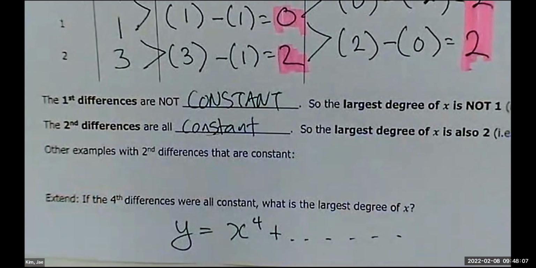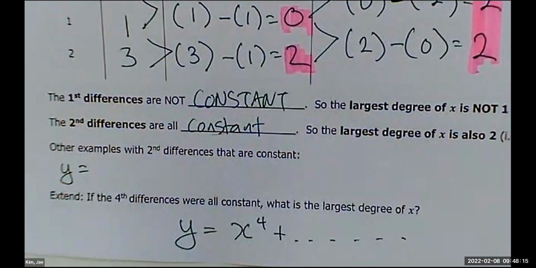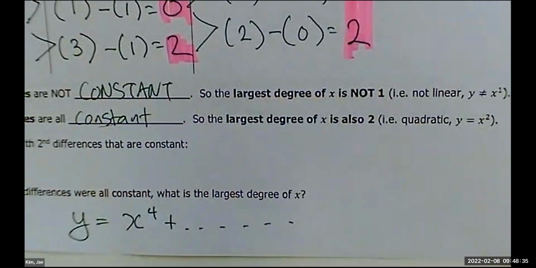Next, give me an example where second differences will be constant. Somebody who's sort of catching on, but who hasn't really participated. There's only one criterion if you want the second difference to be constant, and that is... So give me a random equation that fulfills this.